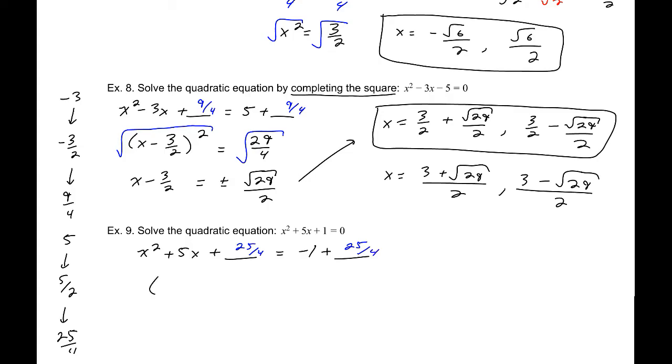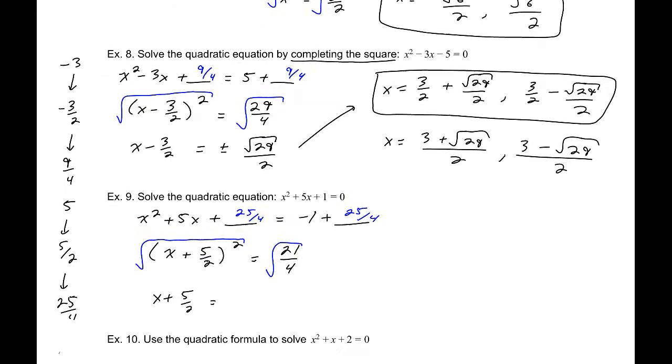Now, this left-hand side will factor as (x plus 5/2) squared, equals, and that will be 25/4 minus 4 over 4, so this will be 21 over 4. Now we'll take the square root of both sides. So x plus 5/2 equals plus or minus root 21 over 2.